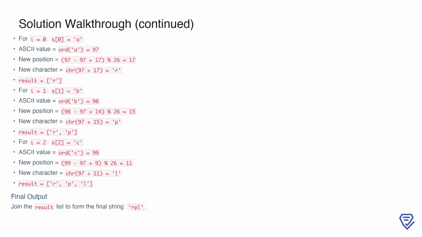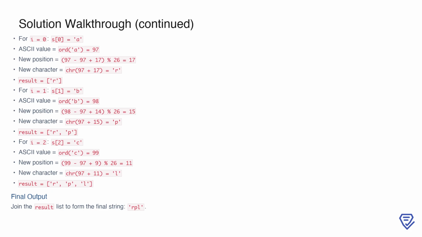Starting with the first character, its ASCII value is 97. We calculate the new position by adding the shift value of 17 and taking modulo 26, which gives 17. Converting this back to a character, we get R, and our result list becomes R.